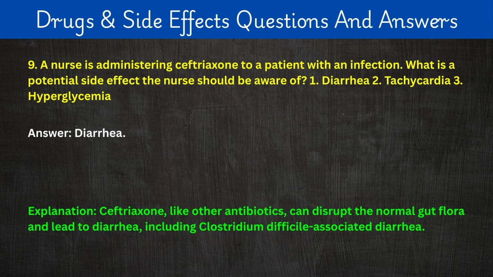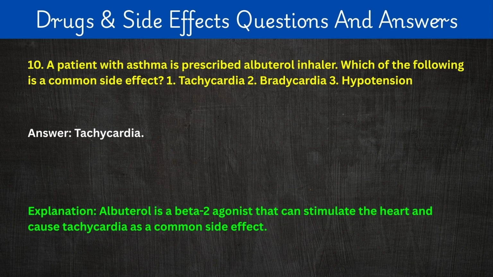9. A nurse is administering ceftriaxone to a patient with an infection. What is a potential side effect the nurse should be aware of? 1. Diarrhea. 2. Tachycardia. 3. Hyperglycemia. Answer: diarrhea. Explanation: ceftriaxone, like other antibiotics, can disrupt the normal gut flora and lead to diarrhea, including Clostridium difficile-associated diarrhea.